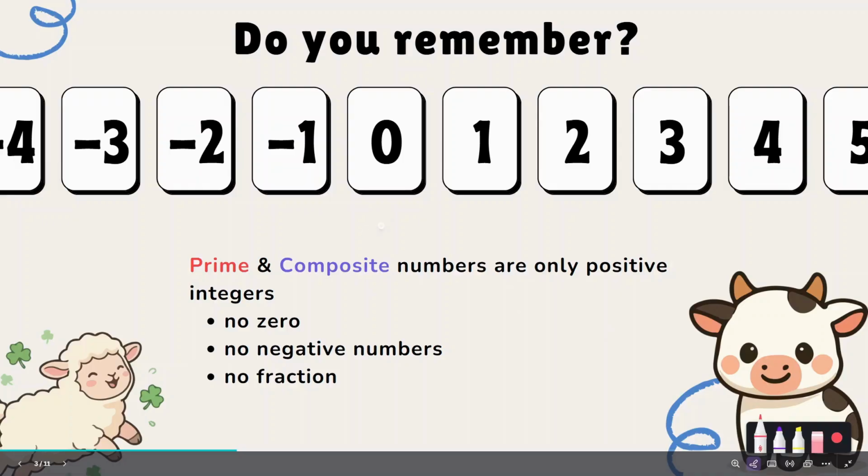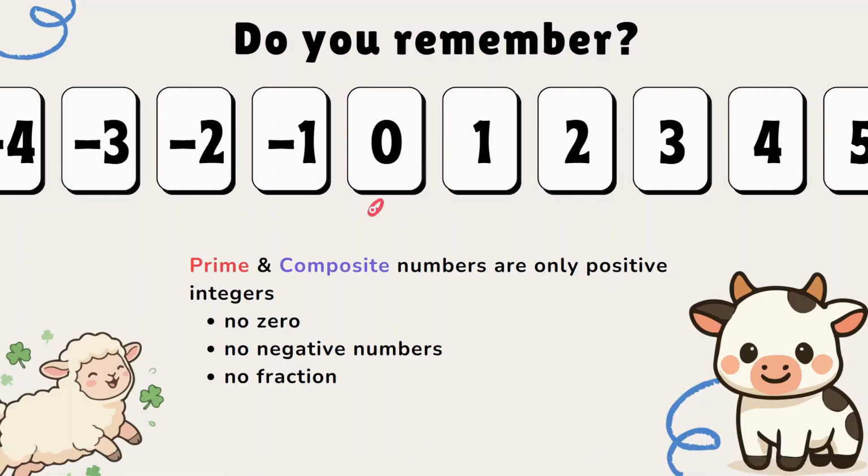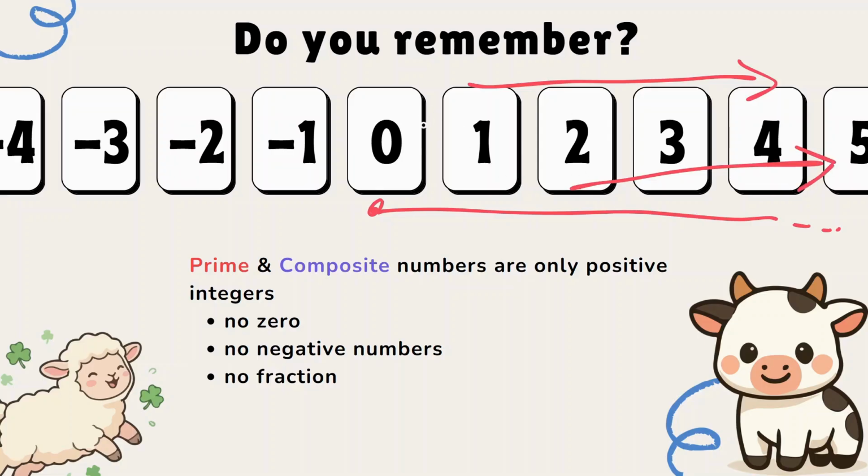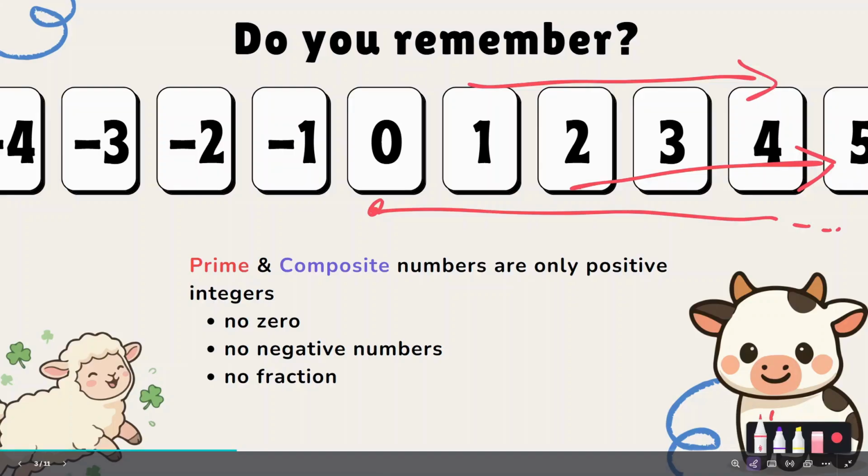Whole numbers start from 0 and then all the way onwards. What kind of numbers start from 1 and then all the way? The natural numbers, correct? And of course, prime and composite numbers start from 2 onwards. So 1 is not included, 0 is not included. No negative numbers. No fractions, no half, no 2.2. We don't have these kinds of things. Very good.